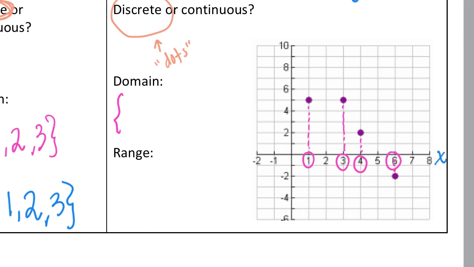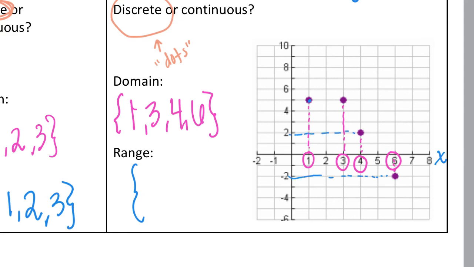Remember, the domain is what our x values can be, so we're just going to list off the specific x values of each of these points. I drew little lines down so we could understand that this first point is at 1, the second point's at 3, then 4, and then 6. We'll list them out the same way when we're talking about the range. So we want to start at the lowest. The lowest value that the graph takes on is negative 2, then positive 2, and both of those top points are at positive 5. That's the domain and range of that discrete graph.